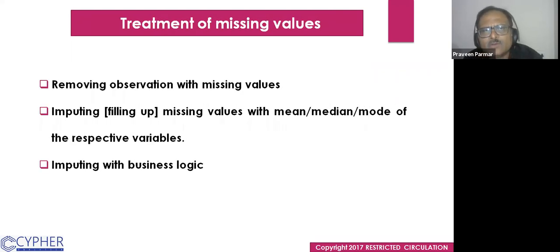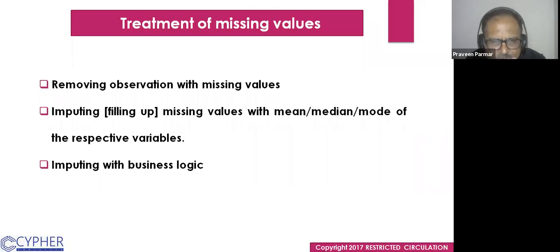So, treatment for missing values. First we see if we have missing values in less than 5% of the observations. Suppose you have 100 observations and you have missing values in only 4 observations. Then what can we do? We can remove those observations from our data set. It will not affect our sample size much. It is now 96 instead of 100. So that is the way if it is less.